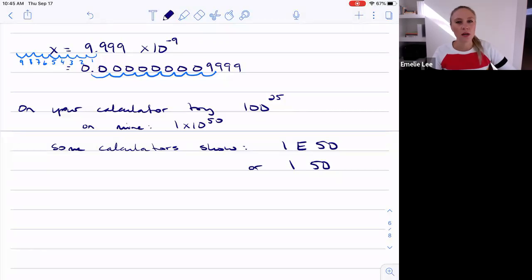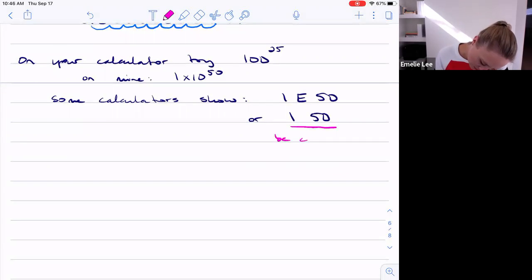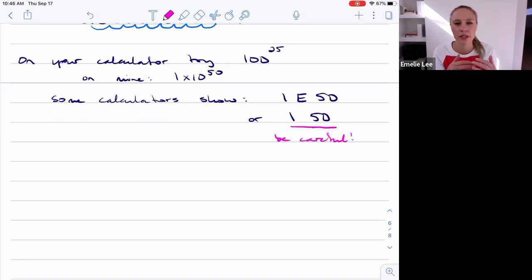And so that's why I'm getting you to check it to see how yours behaves, because this one is kind of, be careful if this is what yours works like. So just check your calculator and see how it behaves, because I think either the proper scientific notation, that's great. If you get the E, okay, fine. You just need to know that that's 1 times 10 to the power of 50, okay?